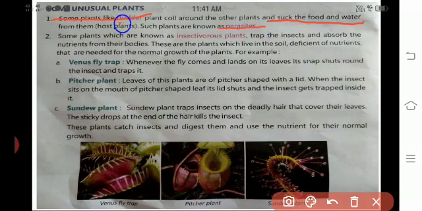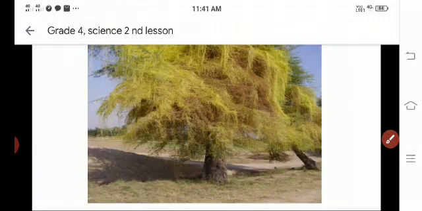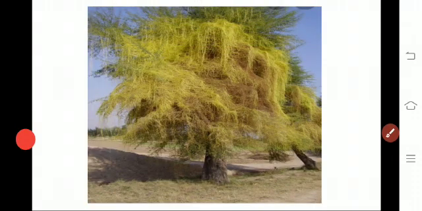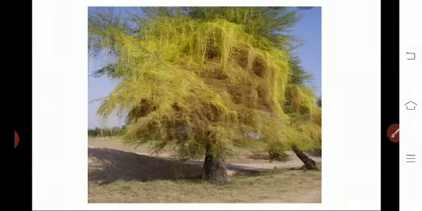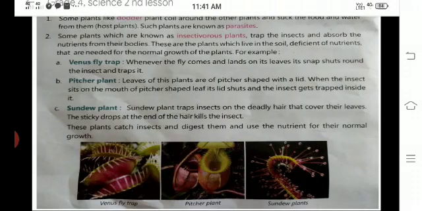Okay, what is meant by dodder plant? Have you seen the dodder plant? This is the dodder plant. You see, these are all dodder plants. Dodder is a plant of the genus Cuscuta. It is a leafless plant.